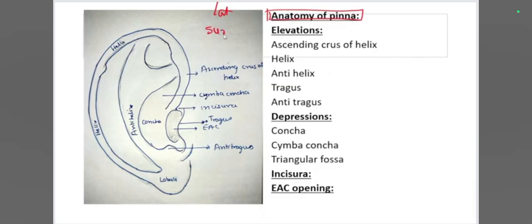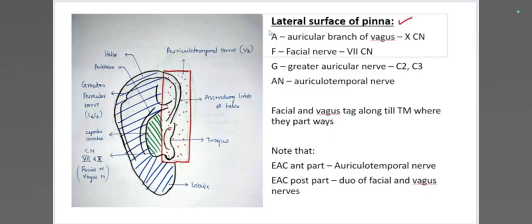Surface of the pinna. Okay, it has a few elevations. How do we remember it? It is a bit complicated, so it's better to use a mnemonic. I like this Afghan, AFGAN. So you can remember the nerve supply of the lateral surface of the pinna by the mnemonic Afghan. A stands for the auricular branch of the vagus, F stands for facial nerve, G stands for greater auricular nerve, and AN stands for the auriculotemporal nerve.